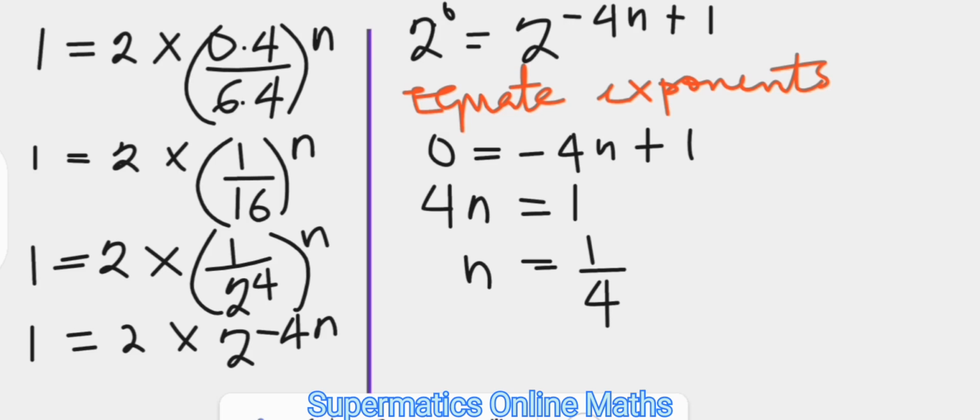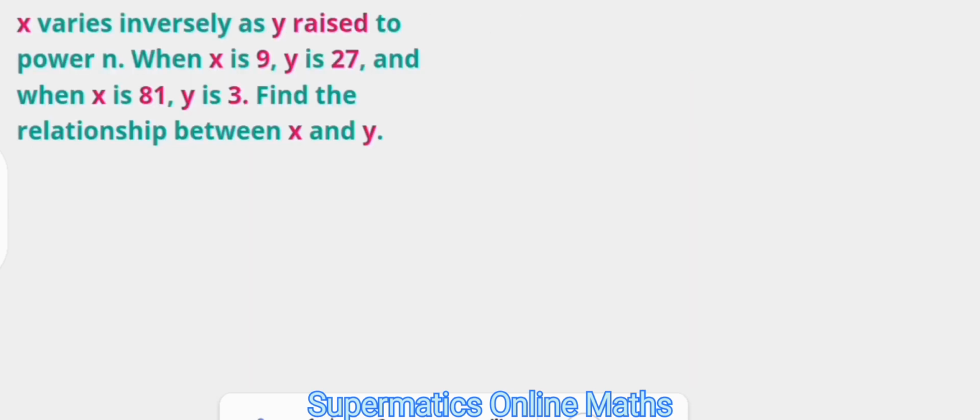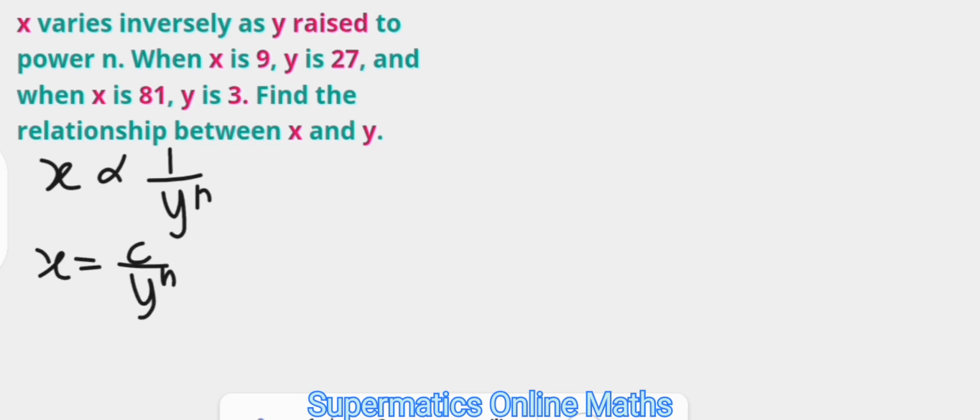We continue to indirect or inverse variation. The problem to solve on inverse variation is x varies inversely as y raised to power n, which we write first as x varies as 1 over y raised to power n, and that is changed to an equation x equals c over y raised to power n, where c is a constant.